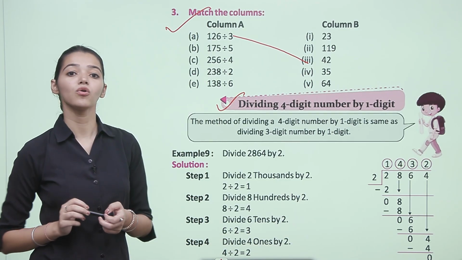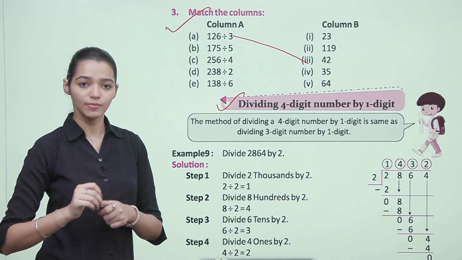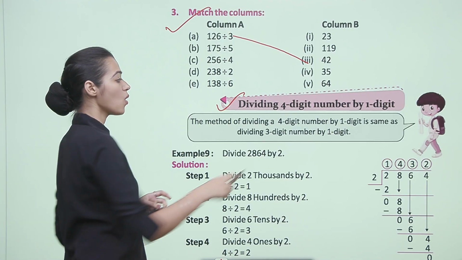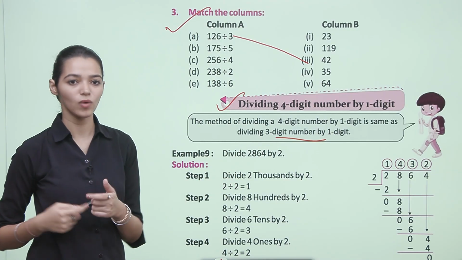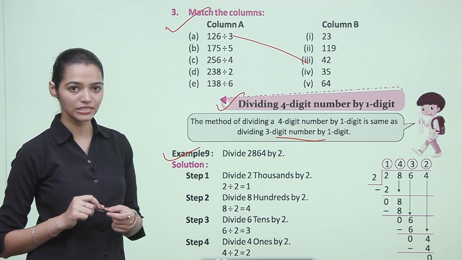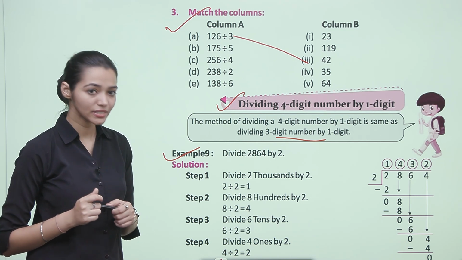We have to divide a 4-digit number by 1 digit. The method of dividing a 4-digit number by 1 digit is always the same as how we divide a 3-digit number by a 1-digit number. Now let's start with example number 9. We have to divide these terms. So we will start with step 1.